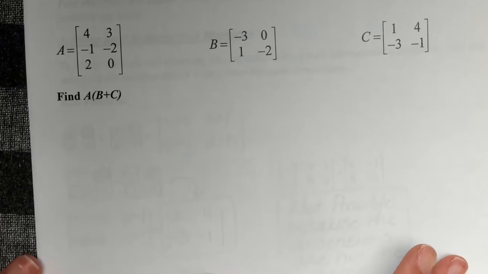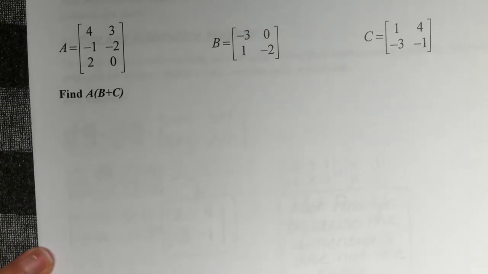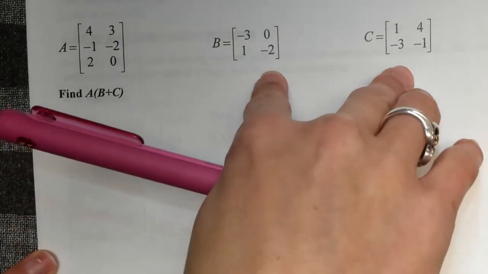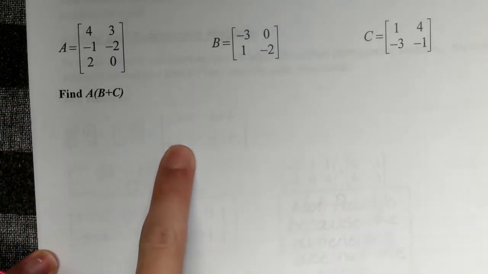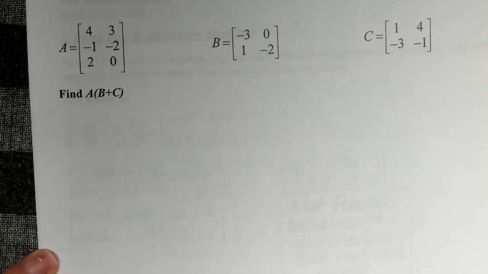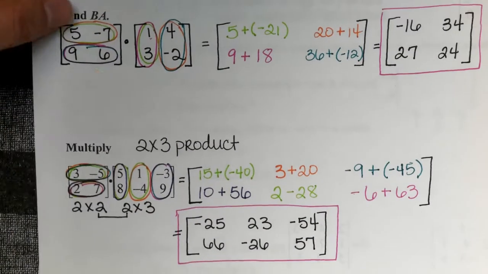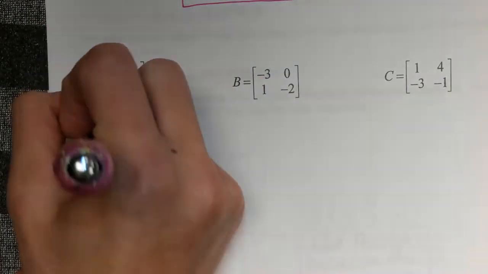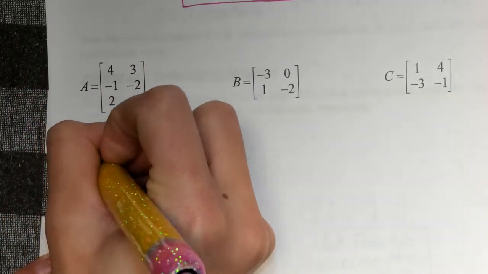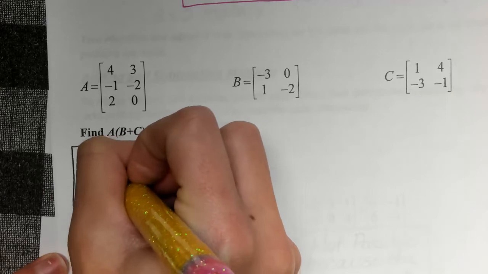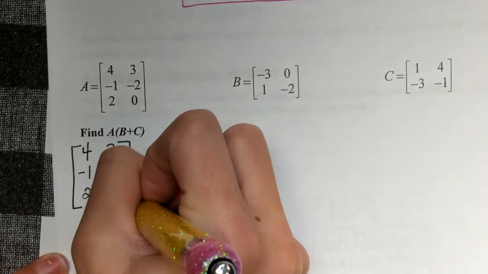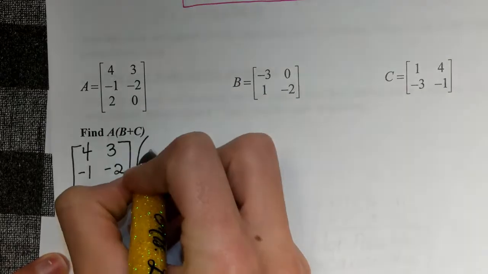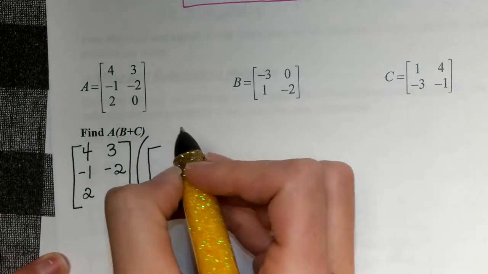Okay, now we've got a multi-step. Okay? You have to set up your matrices before you do anything. If you add B and C in your head and do A times whatever you got, you will get points taken off. Your very first step will be to do what I've been doing. Set up your matrices. Okay? So I'm going to have A, then parentheses, and I'm adding B plus C.